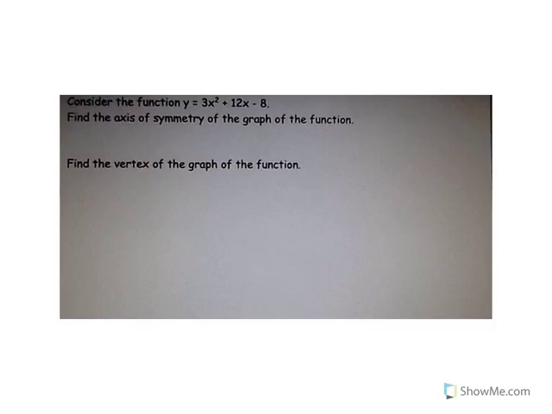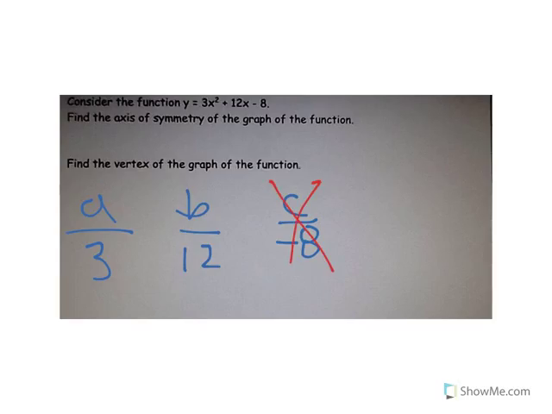So it says here, consider the function y equals 3x squared plus 12x minus 8. Find the axis of symmetry of the graph of the function. Find the vertex of the graph of the function. So what we're just going to do is a's value is going to be 3. b's value is going to be 12. c's value is not really all that relevant here. It's going to be -8. So actually we don't even need to worry about this, so I'm just going to cross that off. It's going to be -b over 2a, if you remember that. -b, so -12 over 2a.